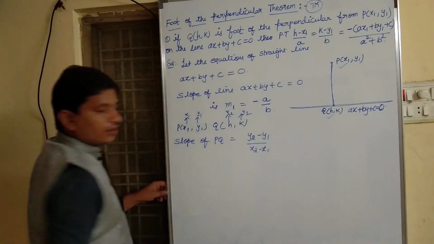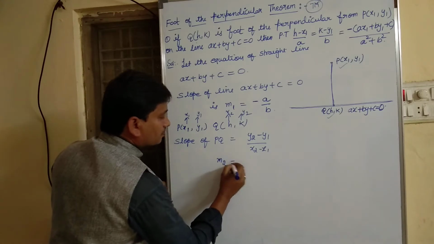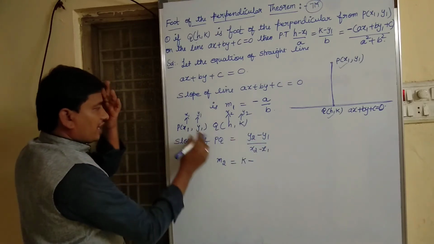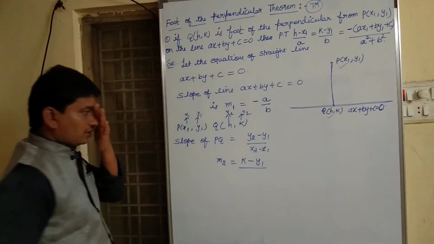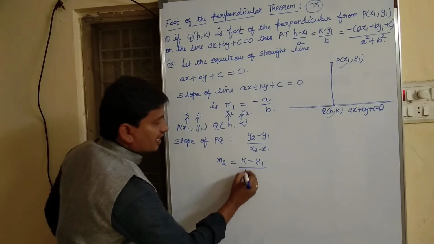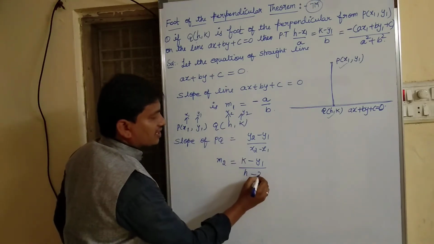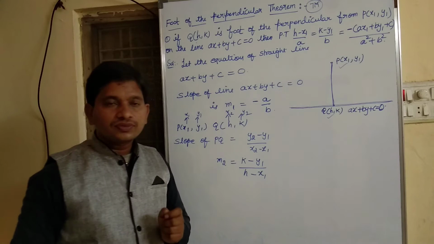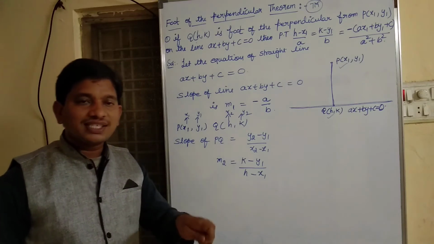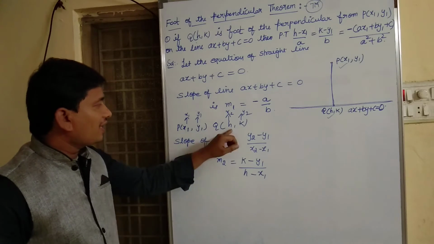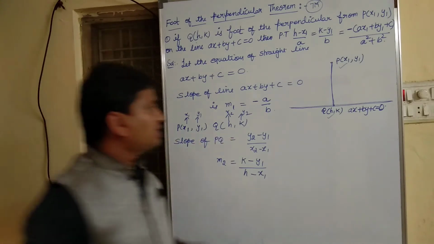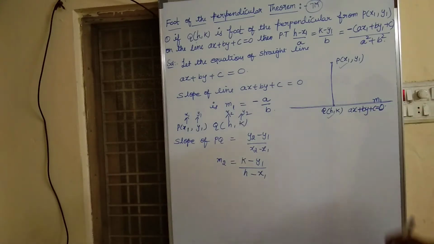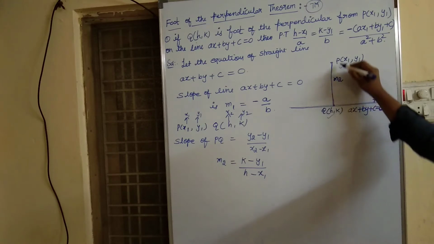So slope of PQ, we call it as m2. y2 in the sense k, minus y1 in the sense y1, by x2 in the sense h, minus x1 in the sense x1 only. So what is the slope of the 2 points? That is y2 minus y1 by x2 minus x1, I mean k minus y1 by h minus x1. See children, m1 is the slope of the line ax plus by plus c equal to 0 and m2 is the slope of the line PQ.